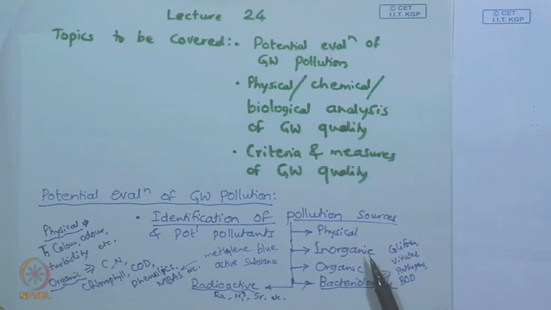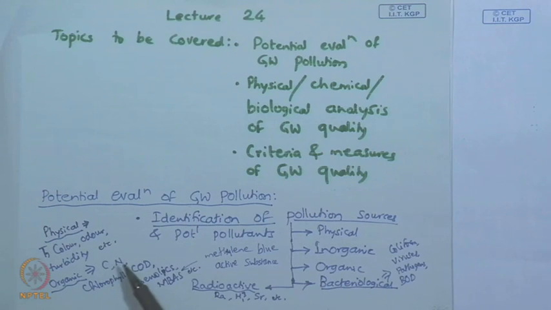Next, coming to the inorganic pollutants, here we get heavy metals and various other inorganic ions as well as radicals. Coming to the organic pollutants, here we have carbon, nitrogen, chlorophyll, chemical oxygen demand, phenolic compounds which are known as phenolics, and what are popularly known as MBAS, which stands for methylene blue active substances. These are all categorized under the organic pollutants.